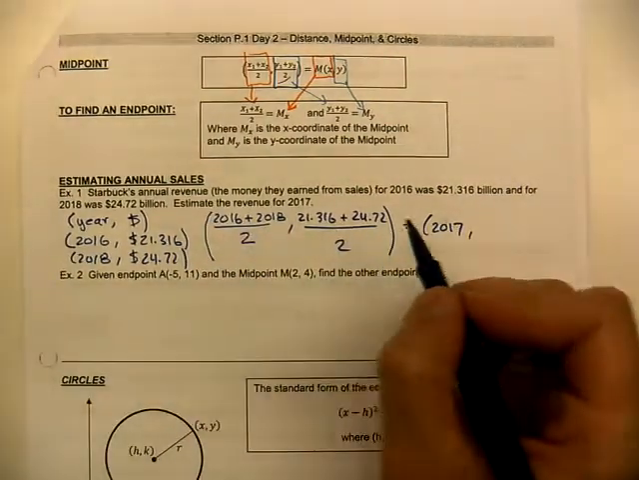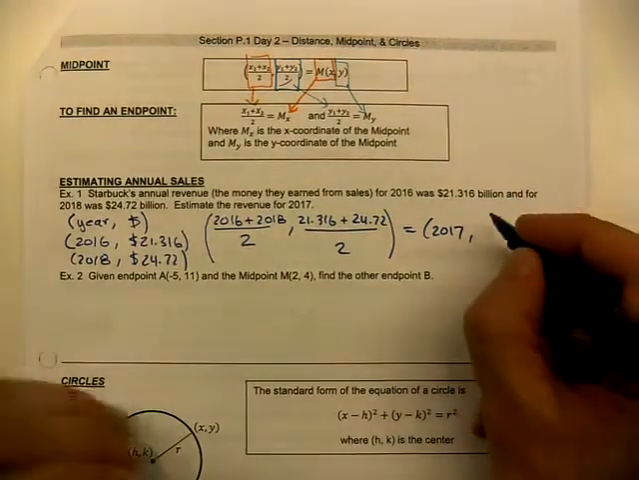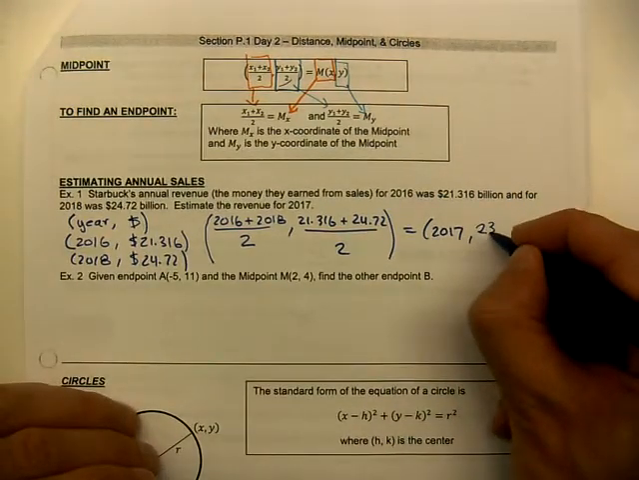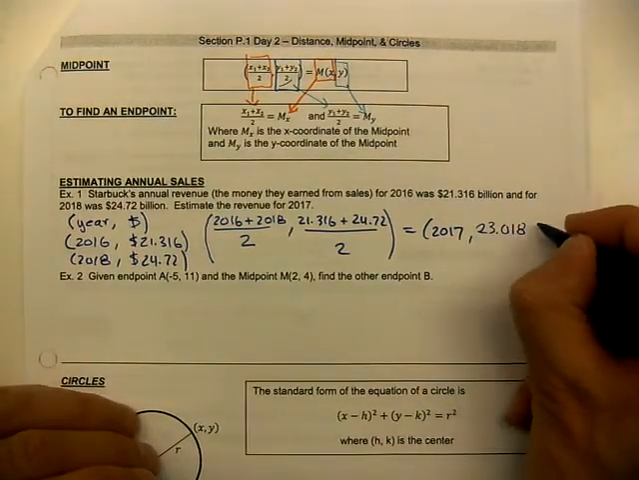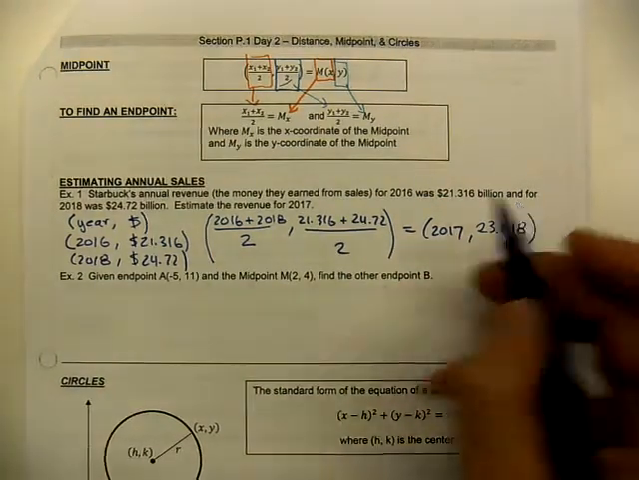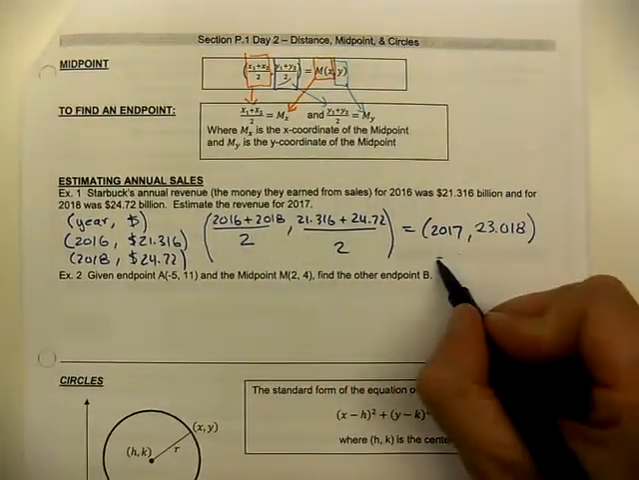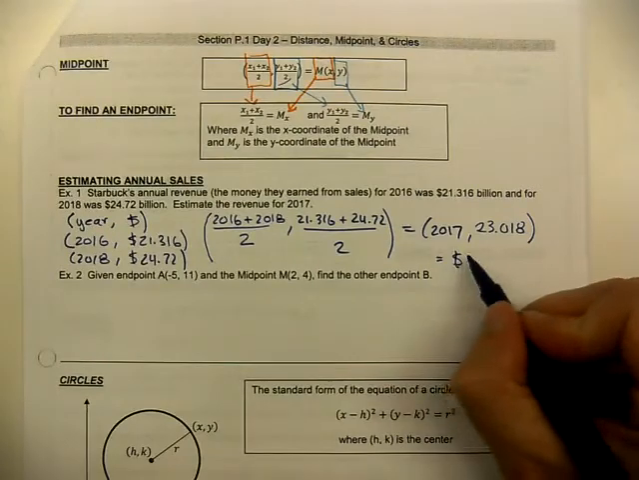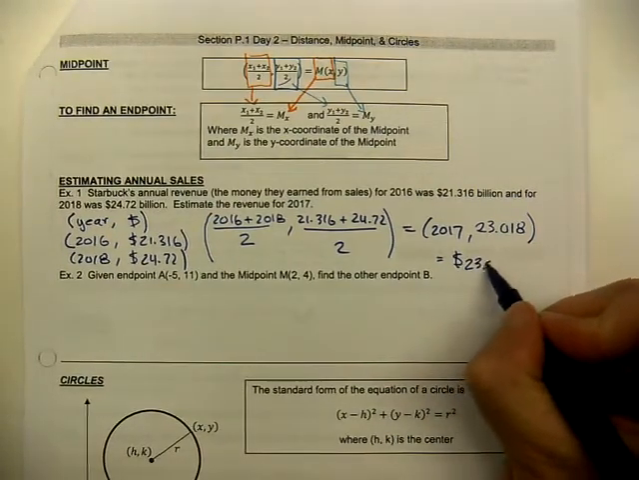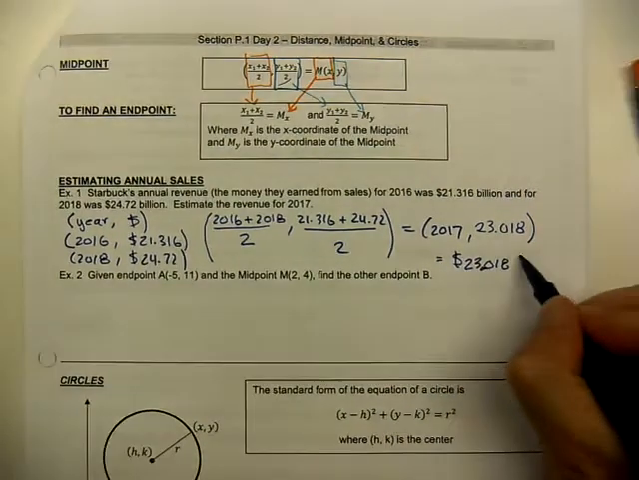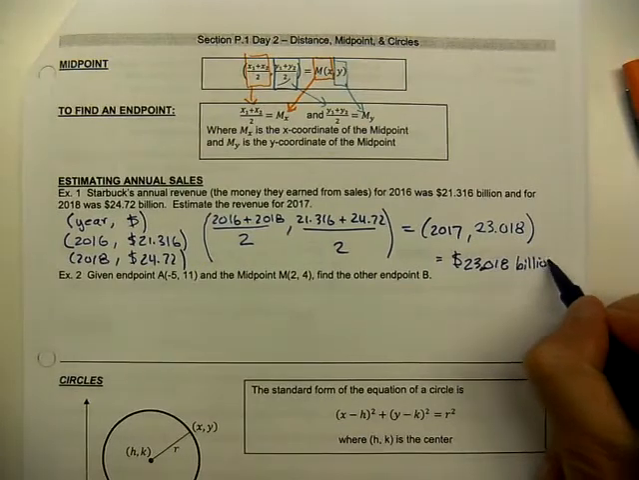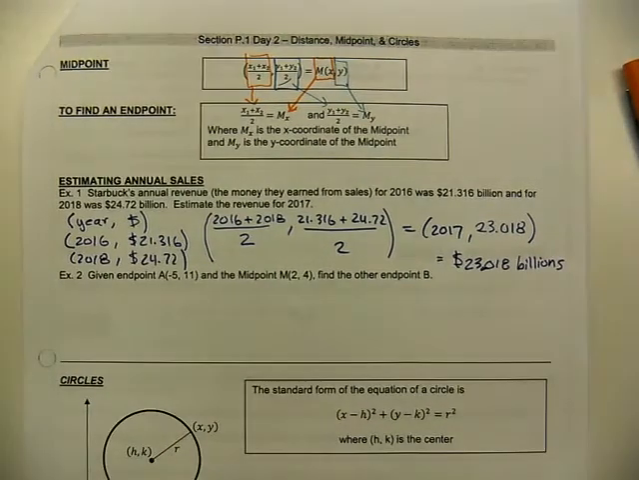Now for the dollar amounts, we end up with a value of, I think, 23.018. Let's just finish that off by answering the question, what was the revenue? The revenue was, so let's use the units, dollar sign 23.018, and that's in billions. So just add on those units there. All right, so that was the traditional midpoint formula.